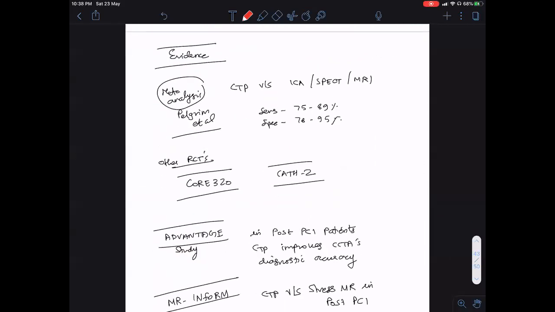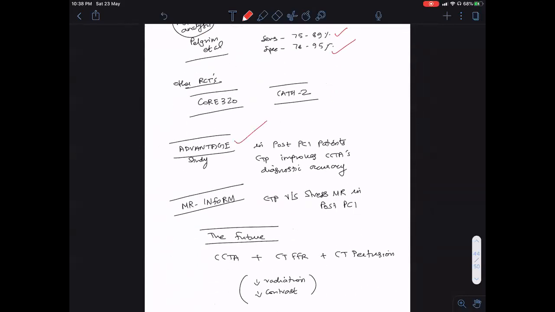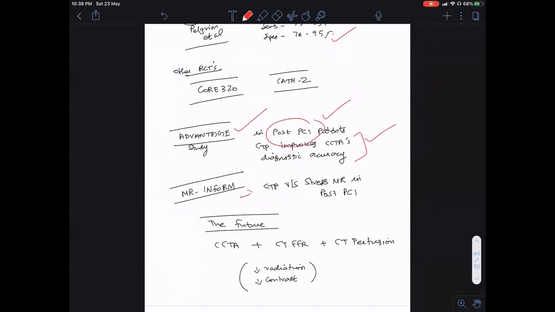So there has been a lot of evidence coming up now, including a meta-analysis which gave a reasonable sensitivity compared to SPECT and MRI. The ADVANTAGE study looked at post-PCI patients. In this subgroup, CTP was found to improve the diagnostic accuracy. I believe that CT perfusion will probably have its reckoning in post-PCI patients, because that's where a lot of studies are being done right now. MR-INFORM compared CTP versus stress MR, again in post-PCI patients, and found that it was equal.